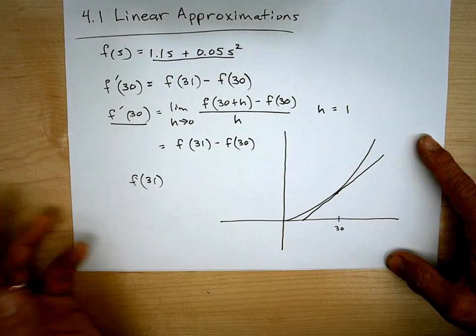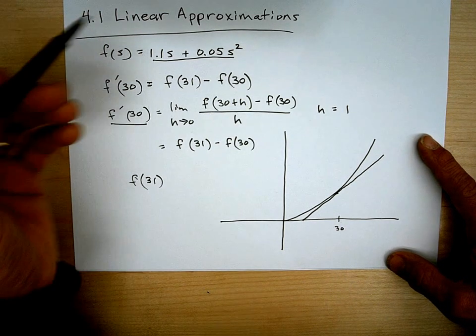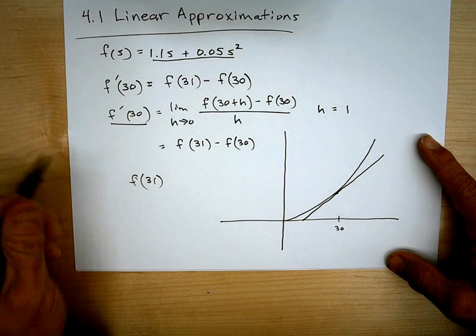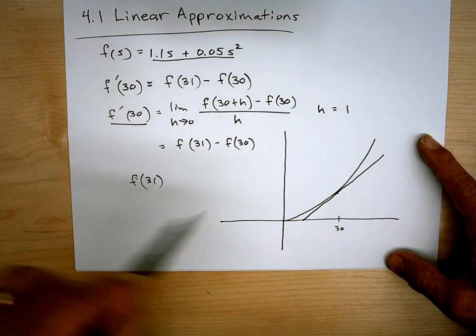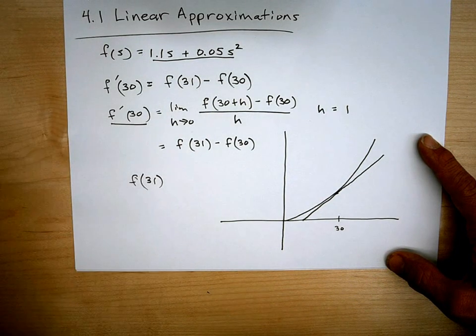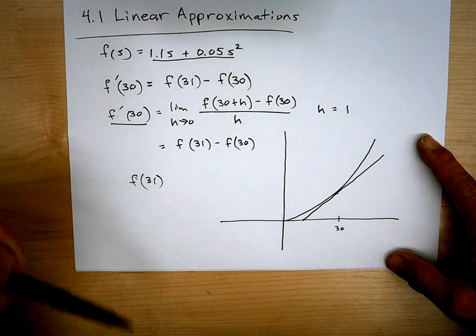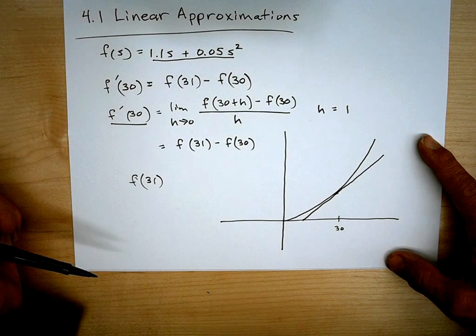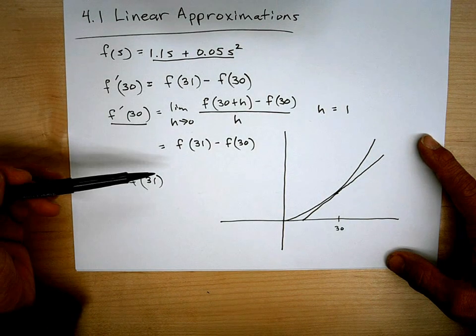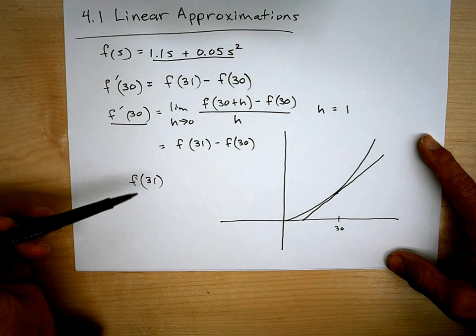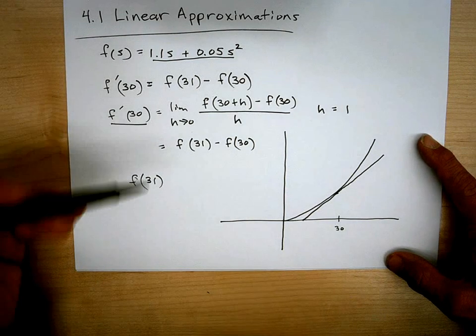All right, now you may say, well, can't we just put in 31 for s? Of course we can. But there are going to be situations that we'll run into, or at least you'll run into in maybe some of your other classes, where we have information about the rate of change, but we don't have information about the function. So this is one application of the derivative, is that we can use information we know about the rate of change or about the derivative in order to estimate function values.